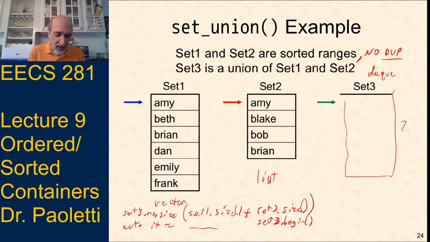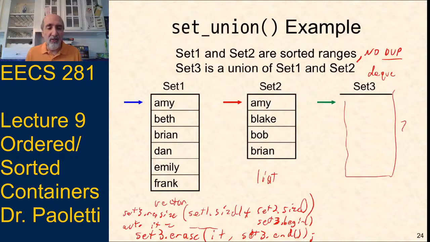So I can say set 3 dot erase. What do I want to erase? I want to erase everything from it, comma, set 3 dot end. That says erase everything from just past the last one, inclusive, up to but not including set 3 dot end. So it erases everything from just past the last thing written to the very end. So that's one way to do it.